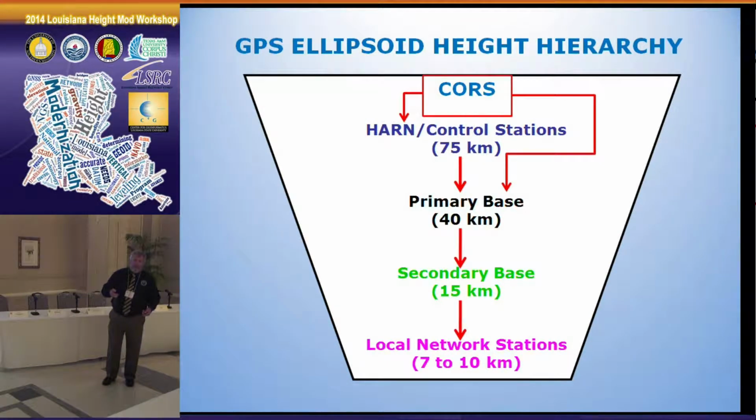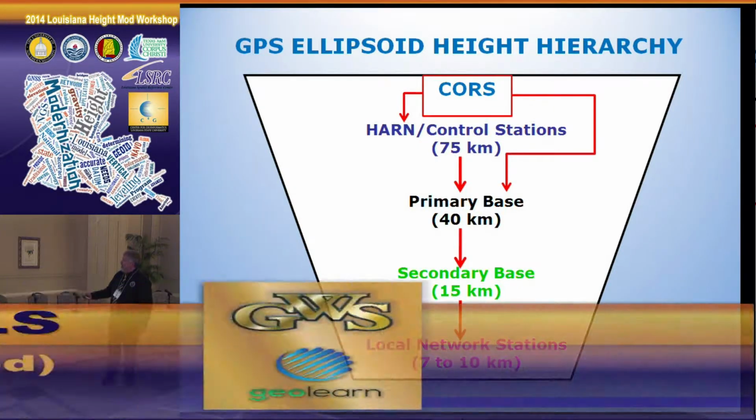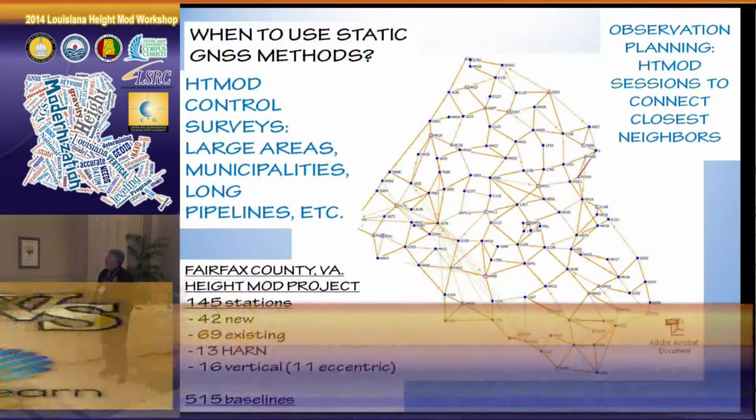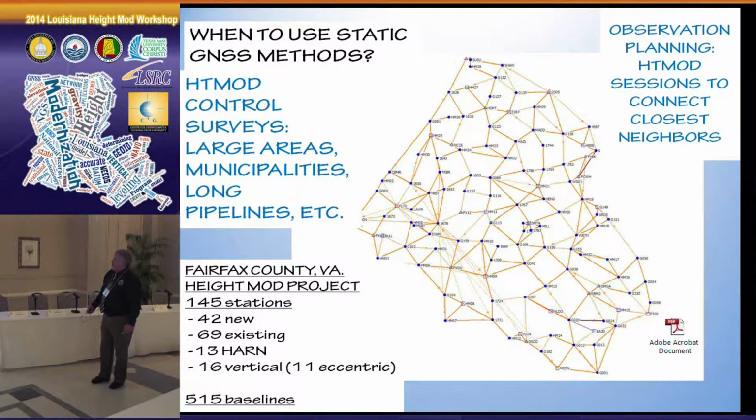Now, in Baltimore County, we didn't have to do primary base or secondary base because the HARN was close enough we could use them and go right to local from there. So you want to make sure you have this kind of spacing. If you have 40 kilometers, that's your primary control. So you just start out and work down towards your project. That's the theory. Here's Fairfax County, Virginia.